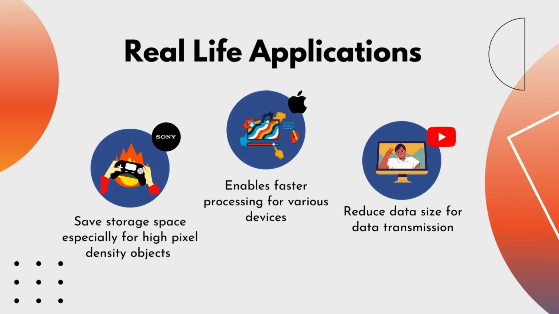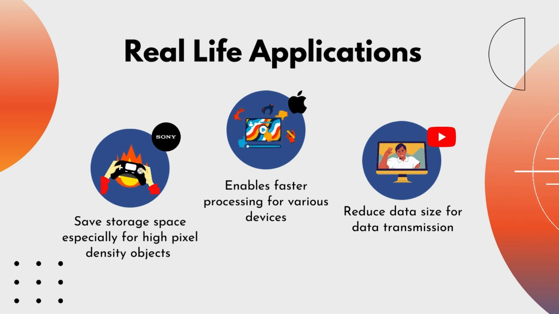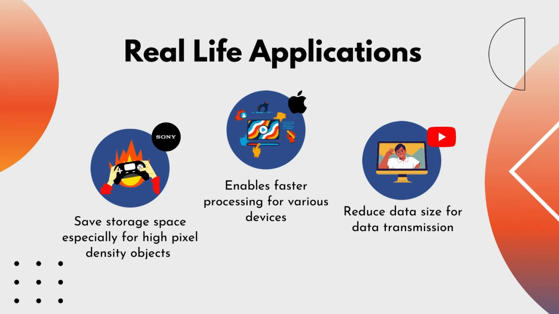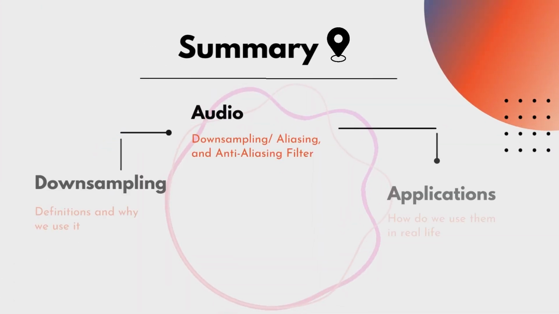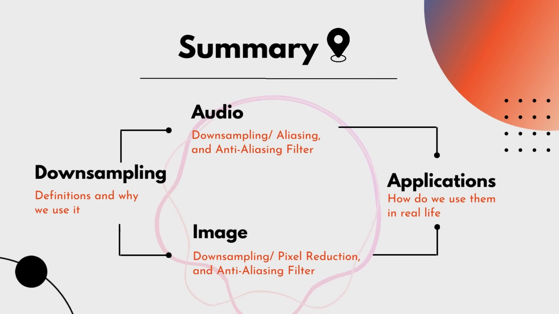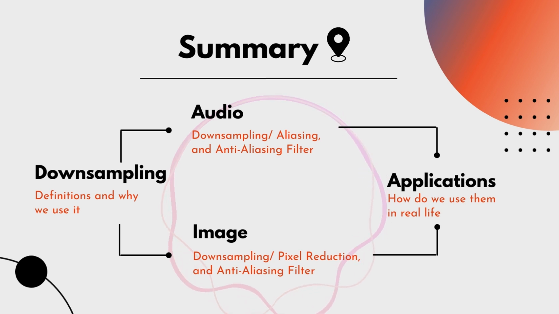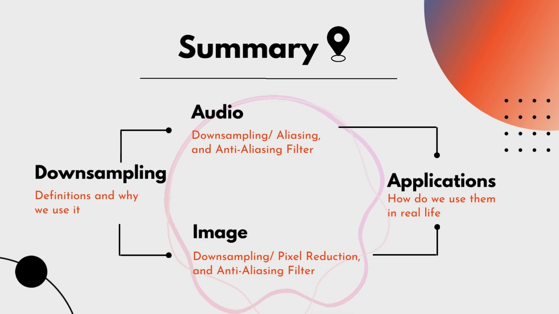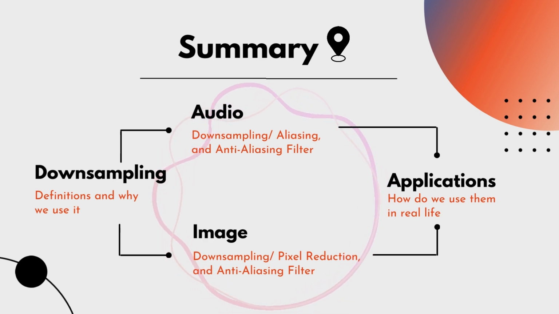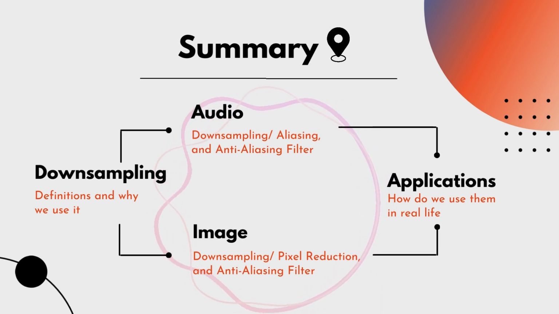Image downsampling is widely used to save storage space, especially for high pixel density objects. It also reduces data size for transmission and enables faster processing on various devices, making it a crucial technique in modern digital imaging. In summary, we have discussed the concept of downsampling, its importance, and its applications in both audio and image processing. We also covered the role of anti-aliasing filters in enhancing downsampling quality. These techniques are essential for efficient data handling and improving overall performance.